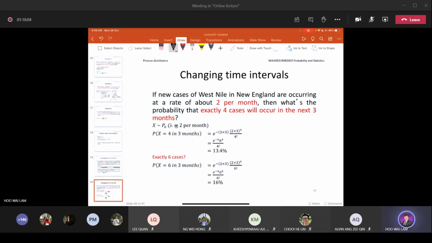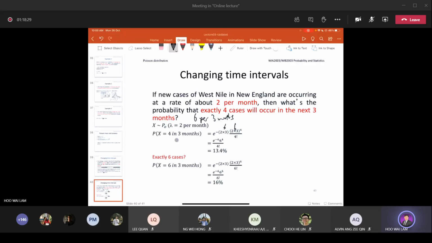your lambda is actually 2 per month. But you are changing to 4 in 3 months. So in that case, your lambda value is everything times 3, right? 2 times 3, or you can put directly 6, by saying 6 per 3 months directly. It's also fine. You get the same answer.